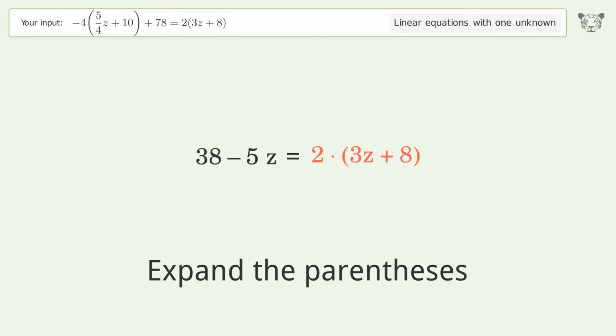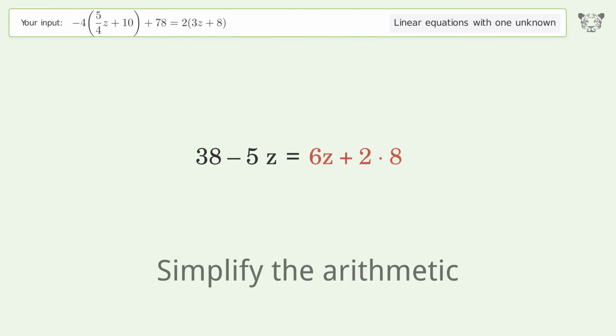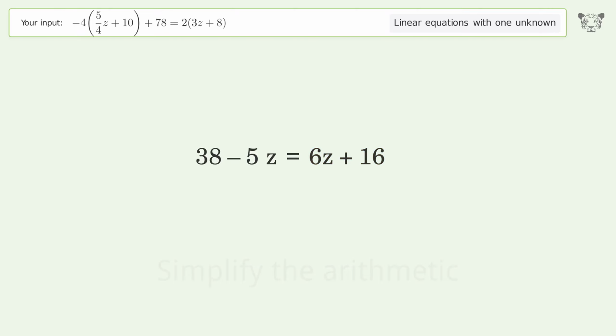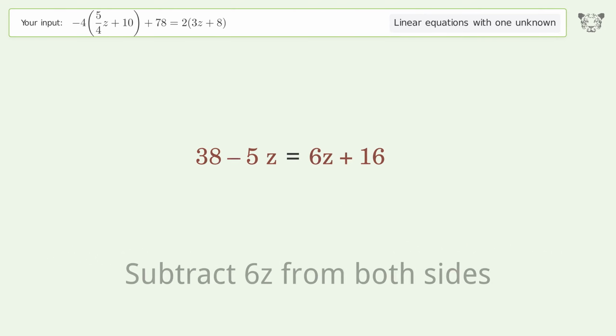Expand the parentheses. Multiply the coefficients. Simplify the arithmetic. Group all z terms on the left side of the equation. Subtract 6z from both sides.